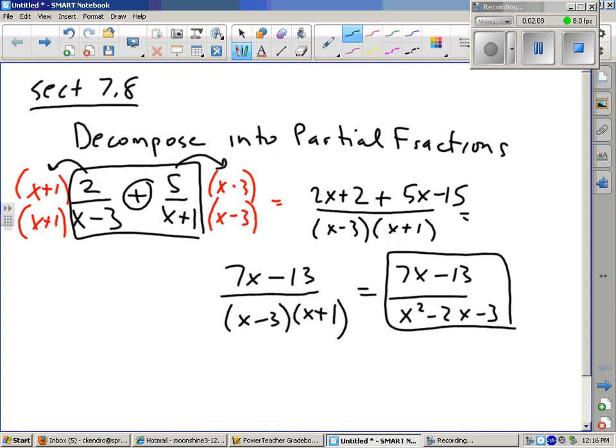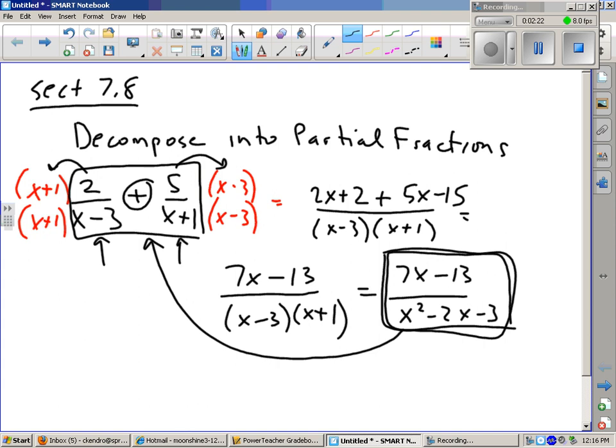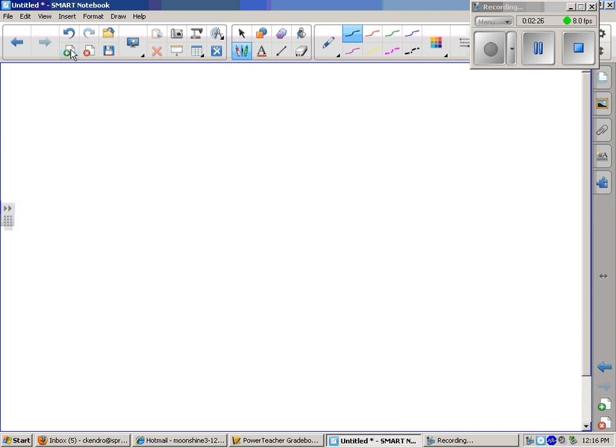Now what we are going to do is go backwards. We're going to get something like this, and we're going to go backwards and get it into its partial fractions: one fraction here and one fraction there. So we're going to do the same problem, but in the opposite order. I'm going to start out with 7x minus 13 over x minus 3 times x plus 1. So the bottom has already been FOILed out or factored out.